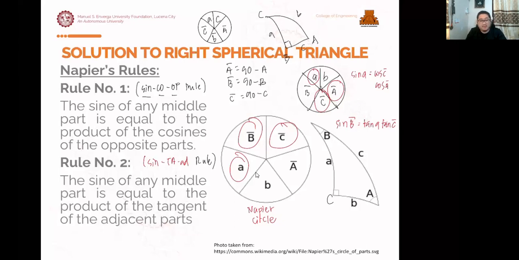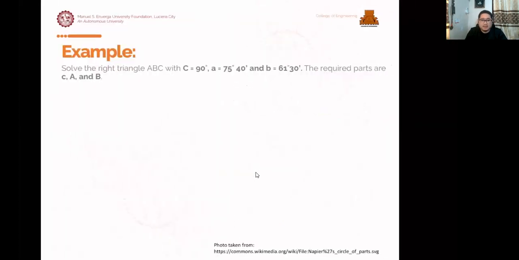Okay? So, yan yung minsan nababasa niyo sa books. And then yan, so let's try sa example. So solve the right triangle ABC with side C 90 degrees, side A 75 degrees 40 minutes, and side B 61 degrees and 30 minutes. The required parts are C, A, and B.